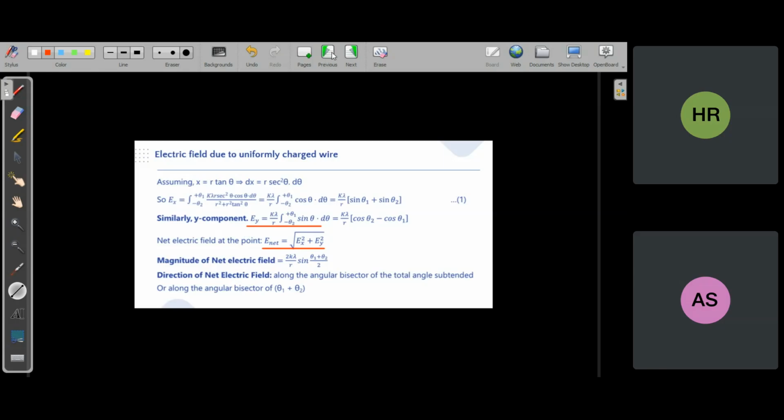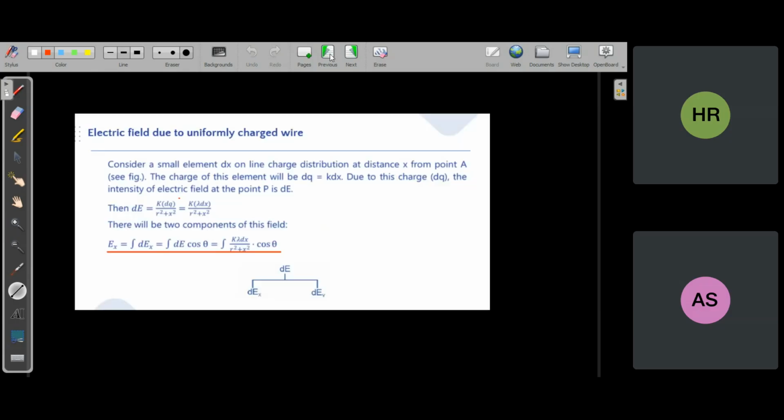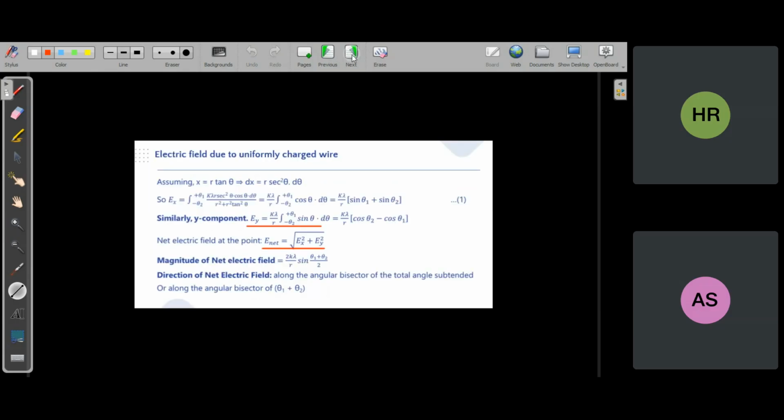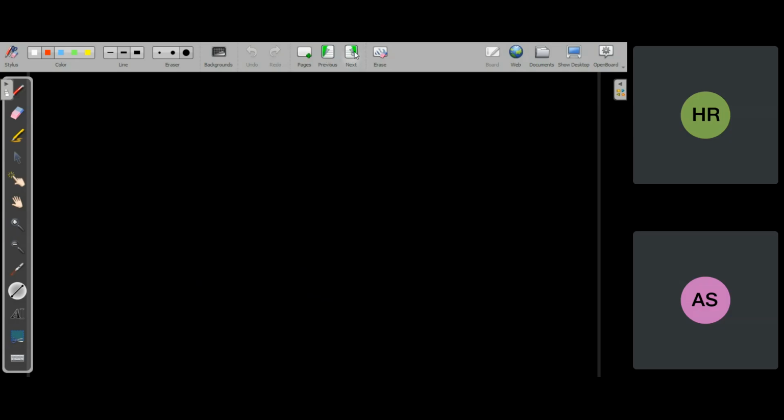In this, if you have any doubt, you can ask. Sir, no doubt. So these derivations you will have to do after the class. Then you will get the complete idea.